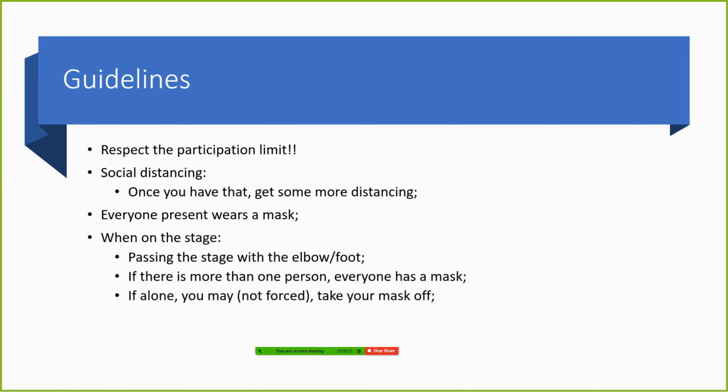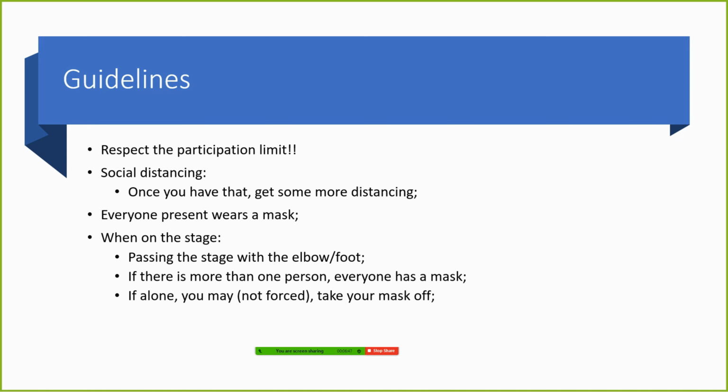Now that's important. When on the stage, we only pass the stage, like we traditionally do, only pass it with the elbow or the foot or however someone feels more comfortable. If there's more than one person on the stage, they should both have a mask. There shouldn't be an awkward transition moment.